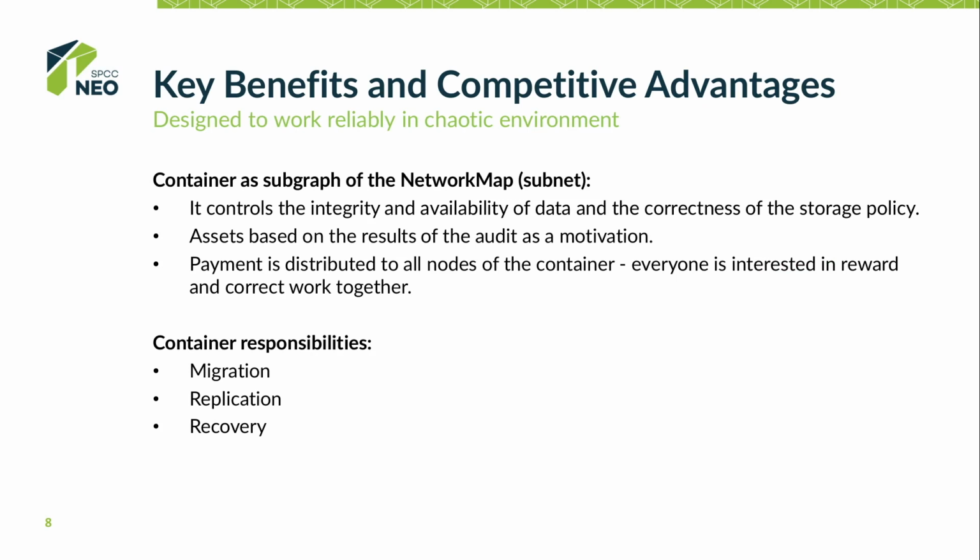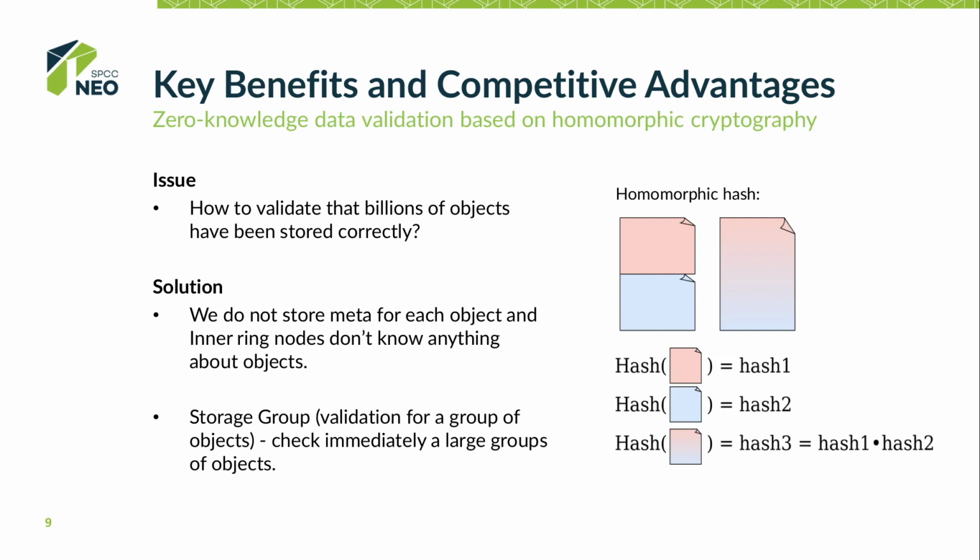When you have a large number of objects in a distributed network of untrusted nodes with an ever-changing topology, you can't use the classical approach of comparing object hashes with some sample in the centralized metadata storage. That would cause unacceptable overhead. To solve this problem in NeoFS, we use homomorphic hashing.